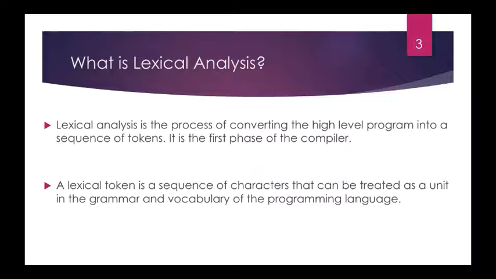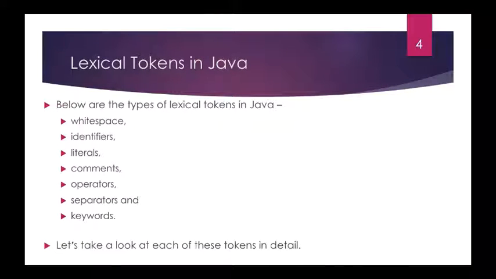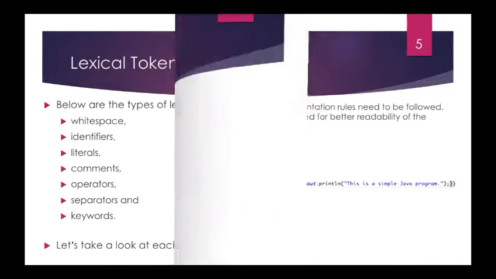A lexical token is a sequence of characters that can be treated as a unit in the grammar and vocabulary of the programming language. Below are the types of lexical tokens in Java: whitespace, identifiers, literals, comments, operators, separators, and keywords. Let's take a look at each of these tokens in detail.